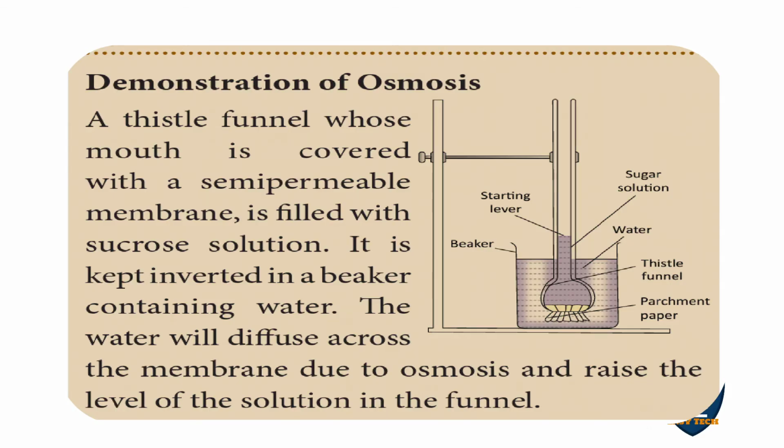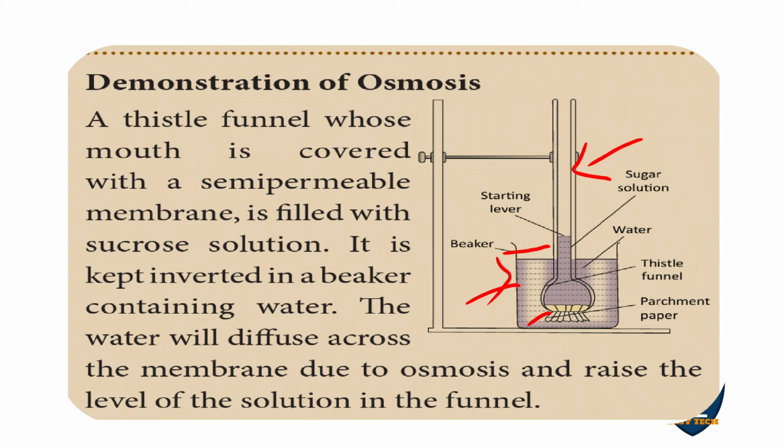Okay, a demonstration. This is a beaker containing water, and this is a thistle funnel. The thistle funnel is covered with a sheep bladder, which is a semi-permeable membrane. The funnel is filled with sucrose solution. You place this sucrose solution in a container containing water for a few minutes, or let's keep it for 1 hour, a few hours. During that time, you have to note the level here.